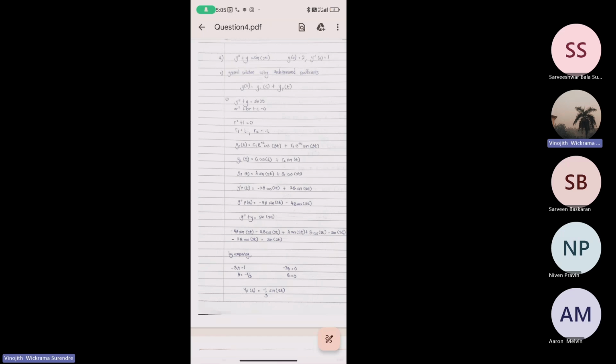Then once you get that, you substitute it into your yp(t) formula, and you'll get negative 1 over 3 sin 2t. And then once you do that, your general solution will be y(t) equals c1 cos t plus c2 sin t minus 1 over 3 sin 2t. Okay, so that's the first question.